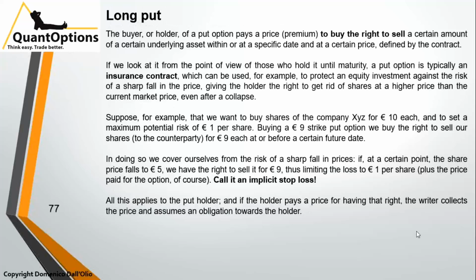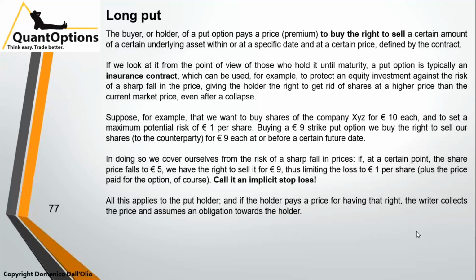The buyer of a put option pays a price to buy the right to sell a certain amount of a certain underlying asset within or at a specific date and at a certain price defined by the contract. If we look at it from the point of view of those who hold it till the maturity, a put option is typically an insurance contract, which can be used, for example, to protect an equity investment against the risk of a sharp fall in the price, giving the holder the right to get rid of shares at a higher price than the current market price, even after a collapse.